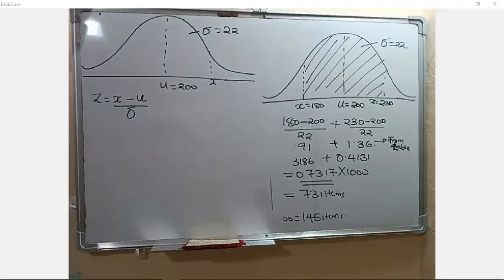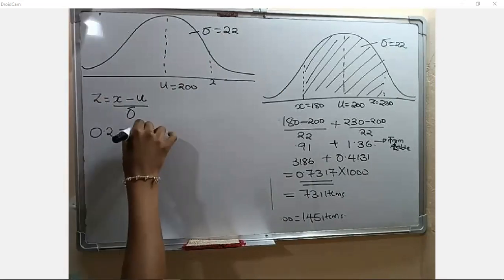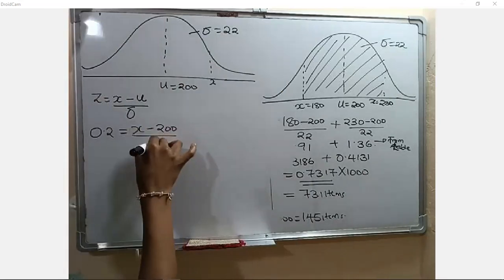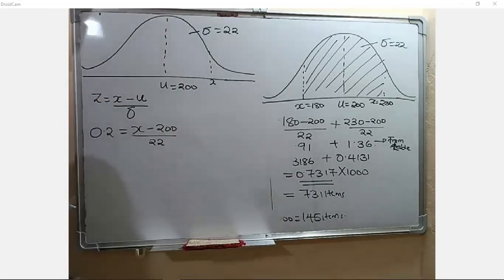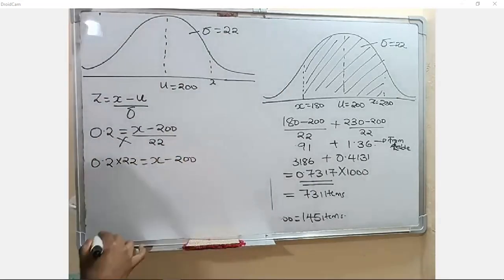We divide by the standard deviation. Now, in this case, the examiner has given us 20%, which is equivalent to 0.2. Once you get the 0.2, it's our Z value. So you say 0.2 is equal to our X, which we don't know, minus 200, divided by the standard deviation of 22. You just cross multiply. It will be 0.2 times 22 is equal to X minus 200.